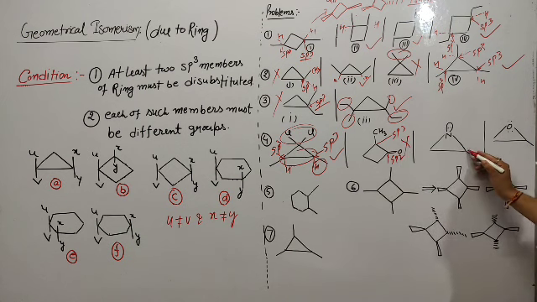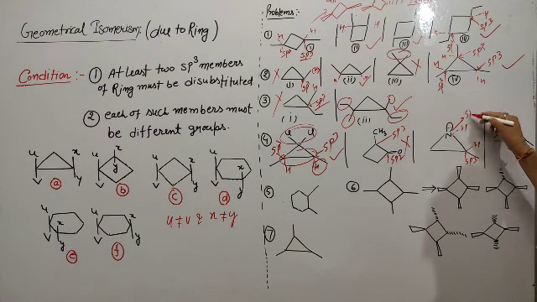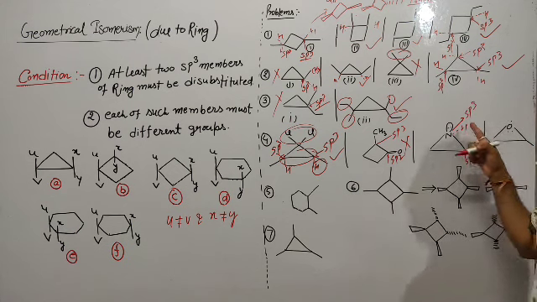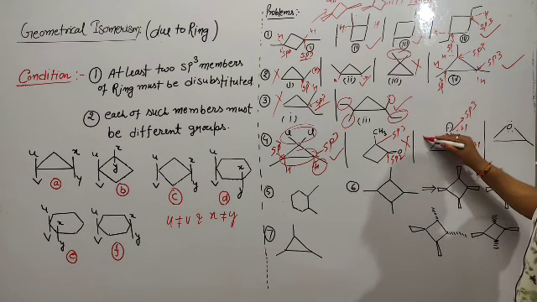Now come here, in this case this is hydrogen, so this molecule is sp3. Now in this case, student, this is hydrogen, so this molecule is sp3 and also has one lone pair and one hydrogen, so both groups different, and here also both groups different, so GI.